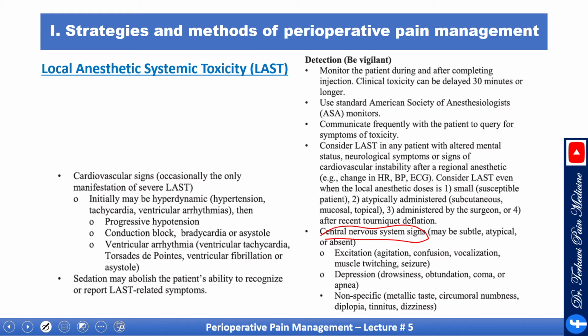Early non-specific symptoms will be numbness around the mouth, metallic taste, ringing in the ears, tinnitus. So it's very important to monitor this patient after doing a nerve block with continuous heart rate, blood pressure, and EKG.